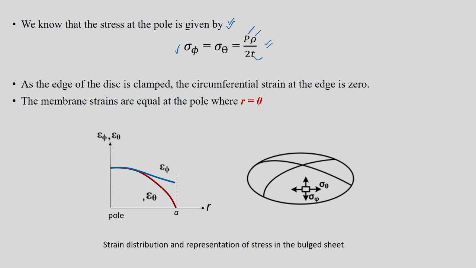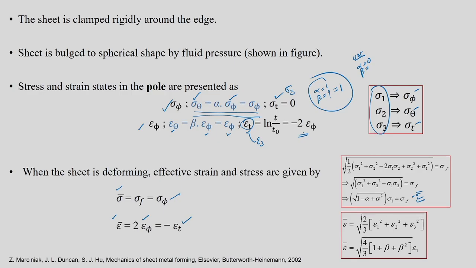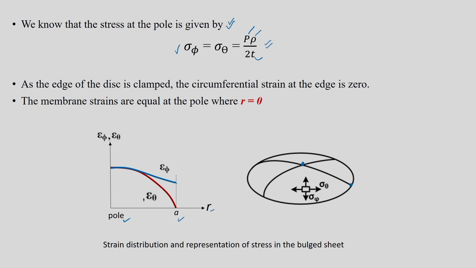But before that, we can also see how strain distribution is happening when you see the deformed sheet from the pole to A region along the radius. Pole means this is the pole, A region means the gripping region. So, along the radius we are going to see how strain distribution is going to vary. Naturally, we have only two surface, in-plane strains: epsilon phi and epsilon theta. From these two we can get epsilon t, so we are not going to include that here.